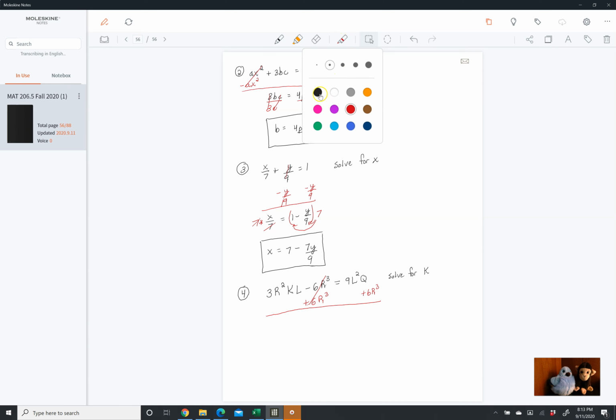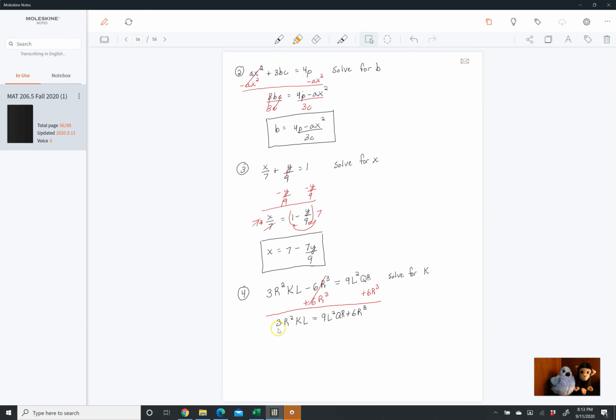This gives us 3r squared KL. That's what we're left with on the left. And then 9L squared Q plus 6r cubed. And actually, I know that this is a last minute thing, but I'm going to add in an R over here. I'm doing that for a reason. You will see what the reason is in a little bit. Okay, so we added in an R.